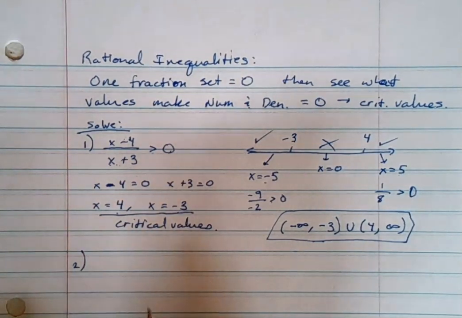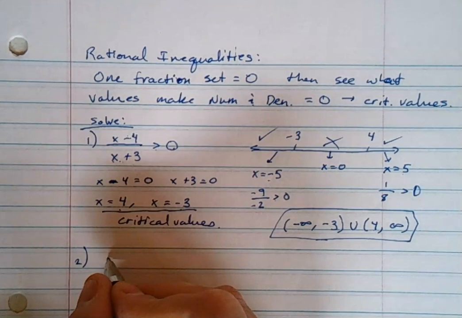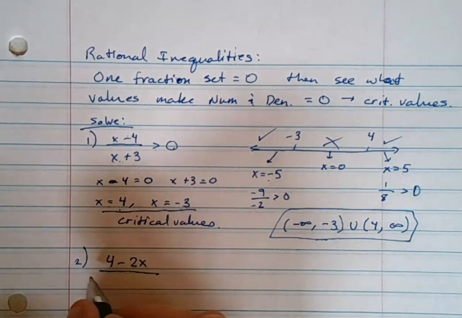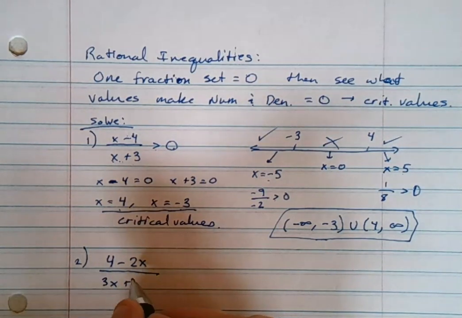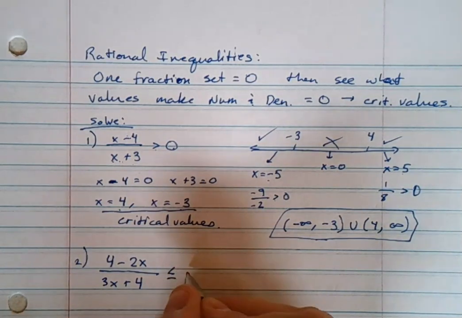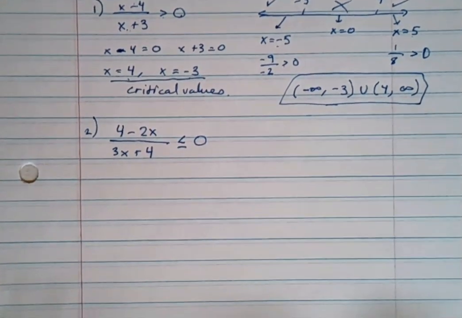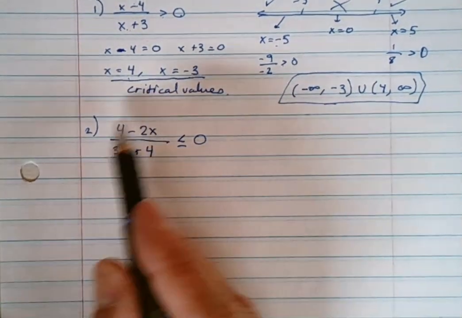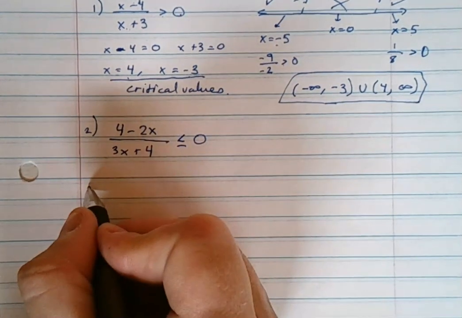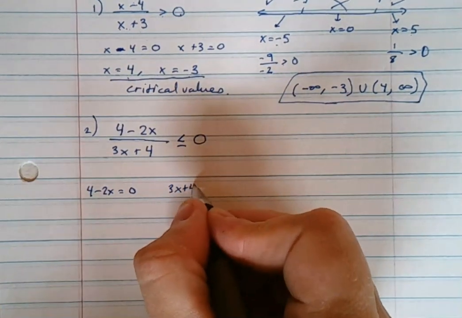Number 2. Let's try one more here. Okay? What if I give you 4 minus 2x over 3x plus 4? And this one is going to be less than or equal to 0. Okay? So if I give you that, again, what's our deal? We have to have a single fraction, 0 on the other side. We have that. We're going to say 4 minus 2x is equal to 0, and we're going to say 3x plus 4 is equal to 0.